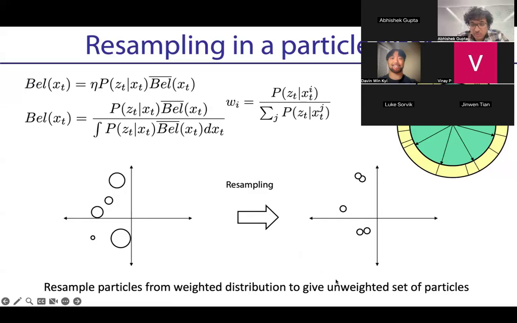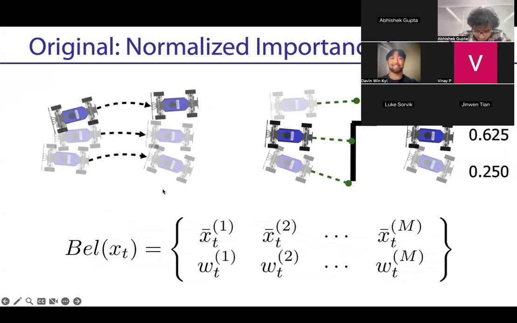And so the idea here is that you would resample particles from your weighted distribution to give you an unweighted set of particles, and then you would repeat this process, right? So you would repeat this process of motion model, measurement update, resampling, motion model, measurement update, resampling. And that's kind of what you're going to do in lecture two, in the project too.